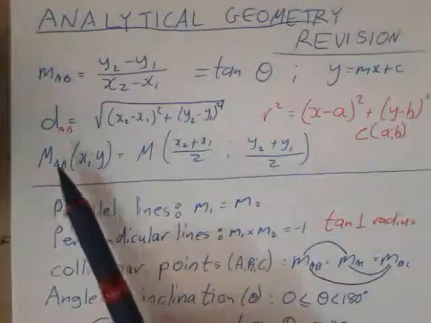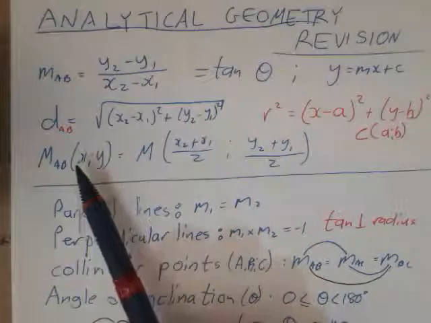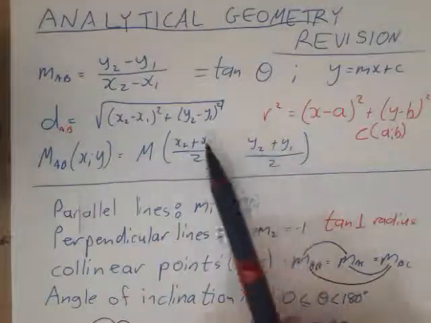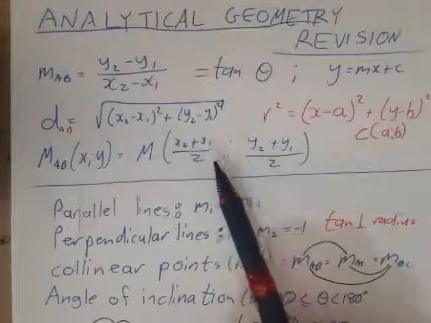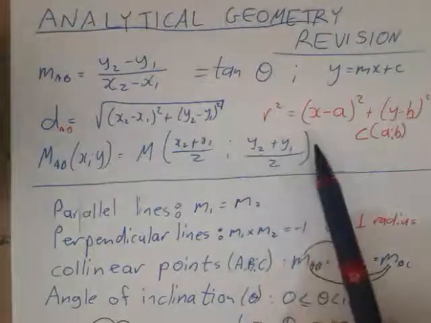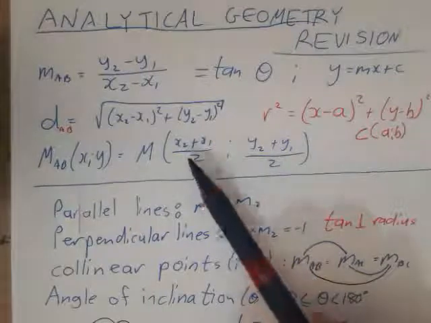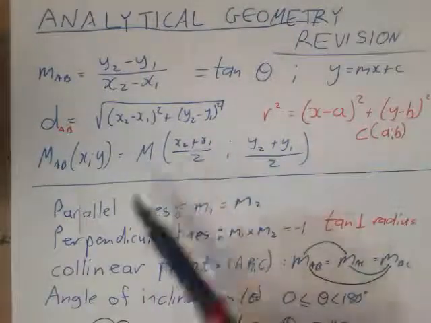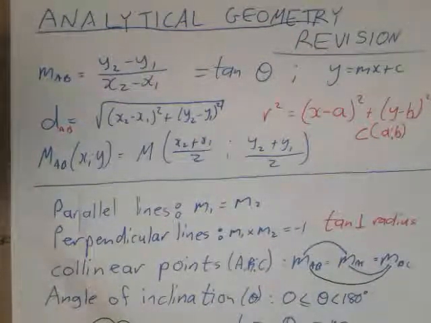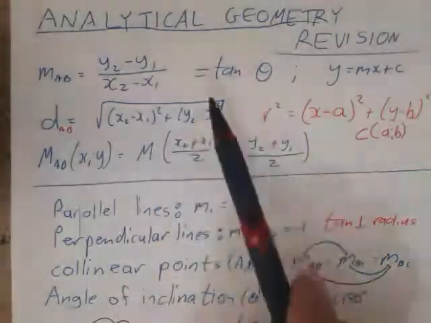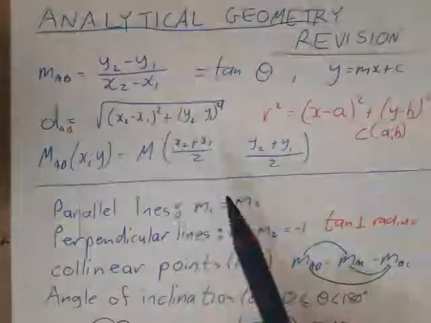Then the midpoint between 2 points is the sum of the x values divided by 2 and the sum of the y values divided by 2. So it's like the average of the x values and the average of the y values. And then we will go to parallel lines, which will use the formula here above.